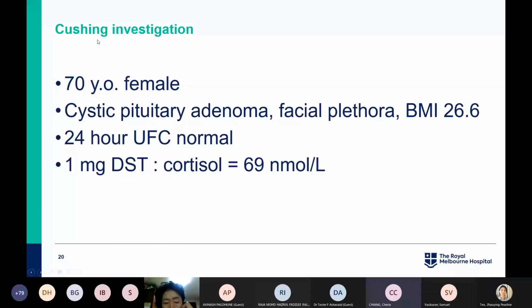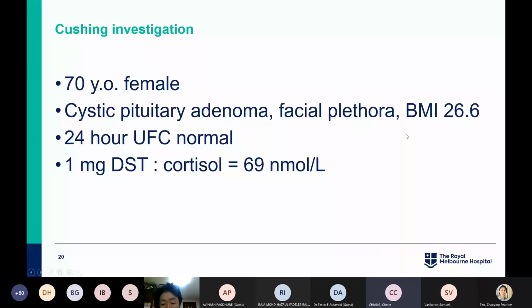This is a 70-year-old female referred because of a cystic pituitary adenoma, some facial redness, overweight, not obese, and the 24-hour urinary free cortisol was normal. But the 1 milligram dexamethasone suppression test was not fully suppressed, so it was greater than 50 nanomoles per liter. As you know, there is a gray zone for the 1 milligram dexamethasone suppression test, and most labs would report 50 to about 110 as a gray zone. If this falls into the gray zone, possibilities are a very mild early Cushing given an adenoma that's already present, or this could be pseudo Cushing in someone who's a bit overweight and or depressed.